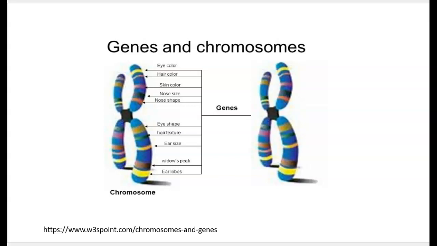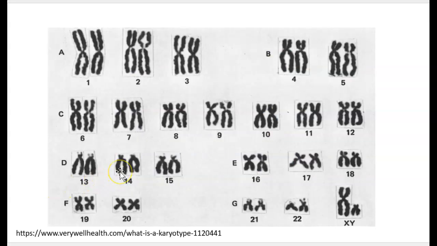So last, as humans we have 23 pairs of chromosomes. We get one chromosome from mom and one chromosome from dad, one from an egg and one from a sperm, okay? So here is a picture of a human karyotype, which is just a picture of the chromosomes, and we're going to talk a lot more about these during lab.